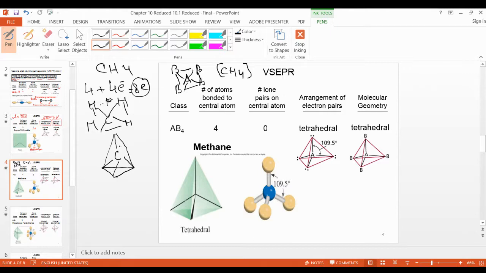Now all angles are 109. This angle, this angle and this angle, all angles are 109. Remember that this is tetrahedral. Both are tetrahedral, both are the same.